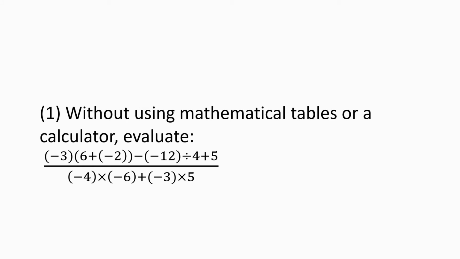In this video, we shall review the March 2021 KCSE paper 1, section 1, starting from question 1. Without using mathematical tables or a calculator, evaluate -3 into 6 plus -2 minus -12 divided by 4 plus 5 divided by -4 times -6 plus -3 times 5. So we are supposed to evaluate without using mathematical tables or a calculator.